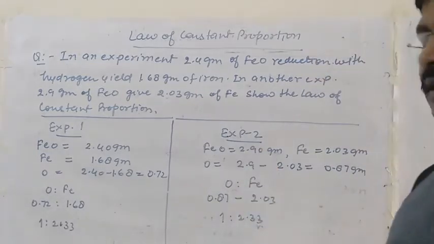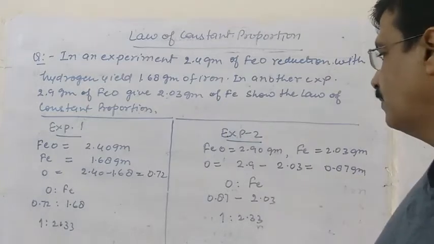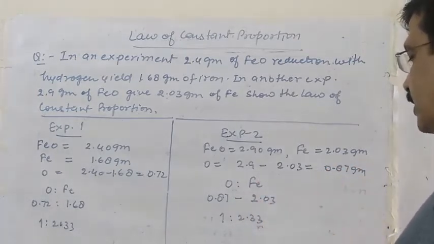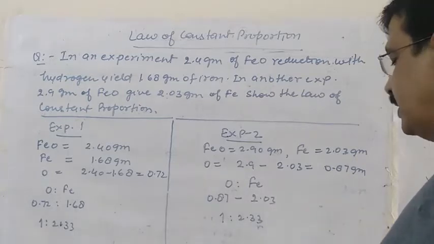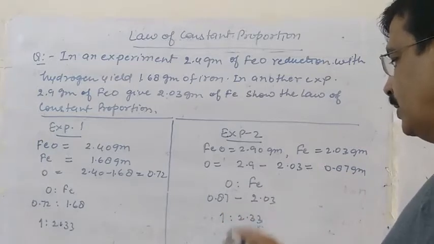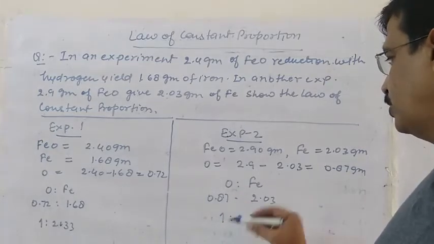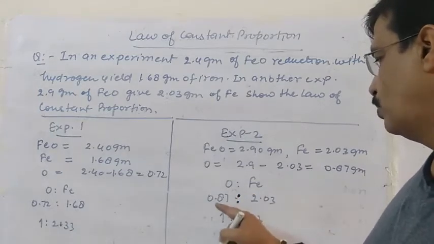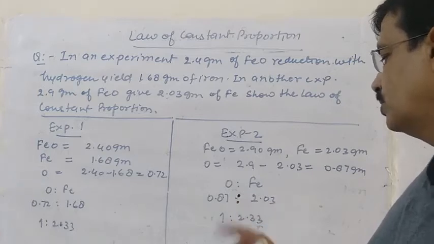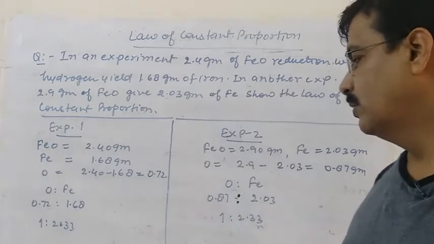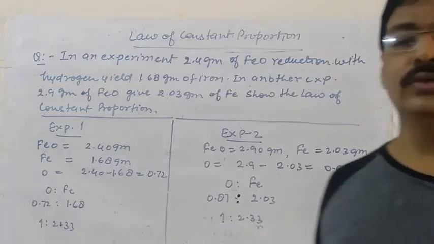Now if we take the second experiment, we have ferrous oxide 2.90 gram and Fe given as 2.03, so oxygen is 2.90 minus 2.03, which is 0.87. So the ratio of oxygen to iron is 0.87 to 2.03. Clear? We divide both again by 0.87, so this becomes unit and this becomes 2.33. Now the constant ratio proves the law of constant proportion.